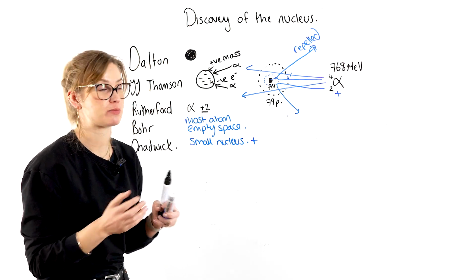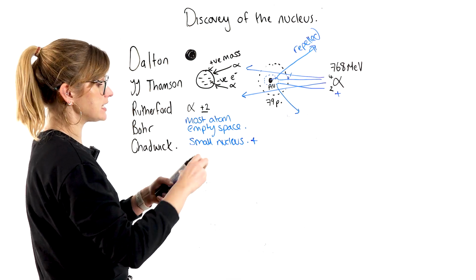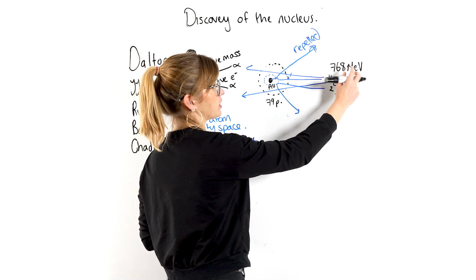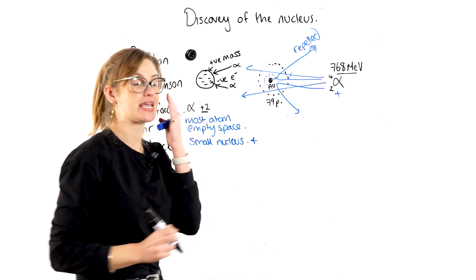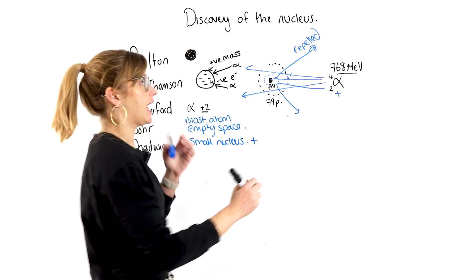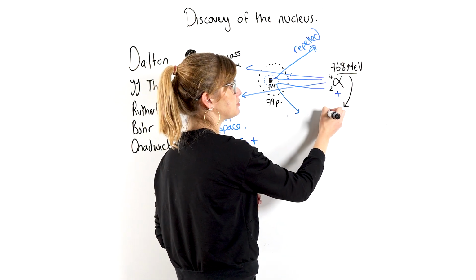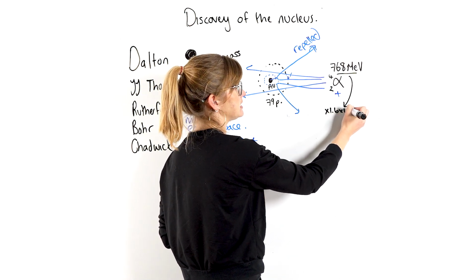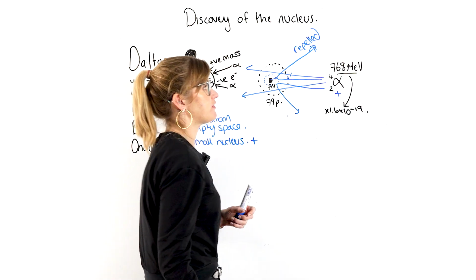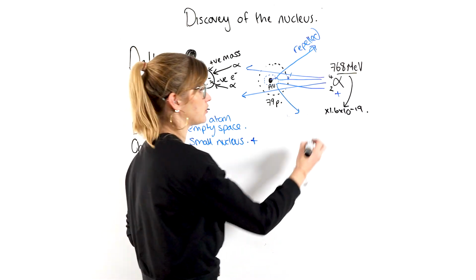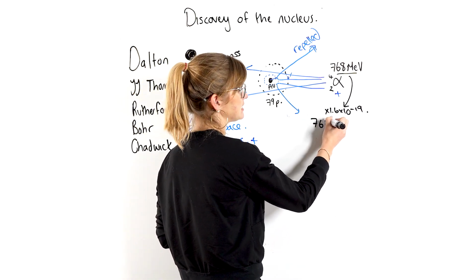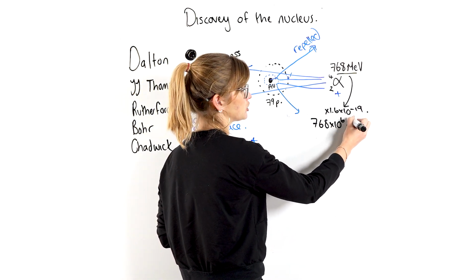So how did he approximate the size of a nucleus? Let's say we've got an alpha particle being fired with 768 mega electron volts of energy. I know that an electron volt I can convert into joules by multiplying by 1.6 times 10 to the negative 19. So if I have 768 mega electron volts, I have 768 times 10 to the power 6 electron volts.